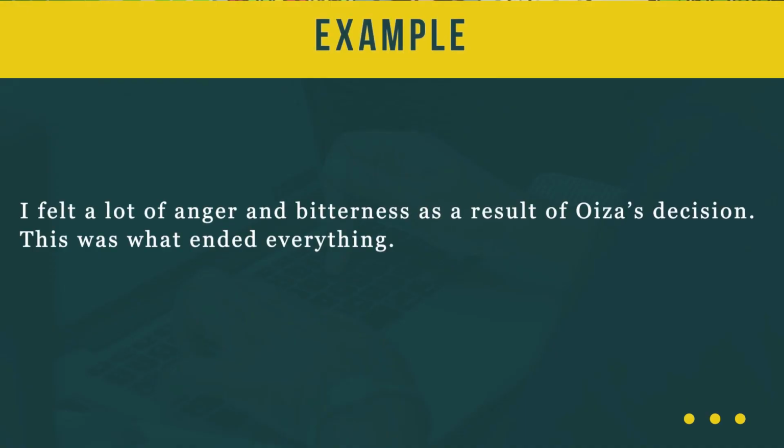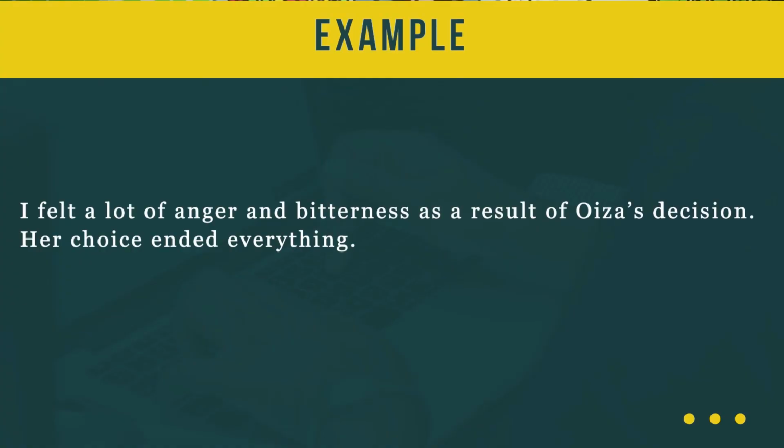When you're not specific with the antecedent, you leave your readers confused. For instance, I felt a lot of anger and bitterness as a result of Moises' decision. This was what ended everything. The question is, what ended everything? Was it the anger and the bitterness I felt, or Moises' decision?